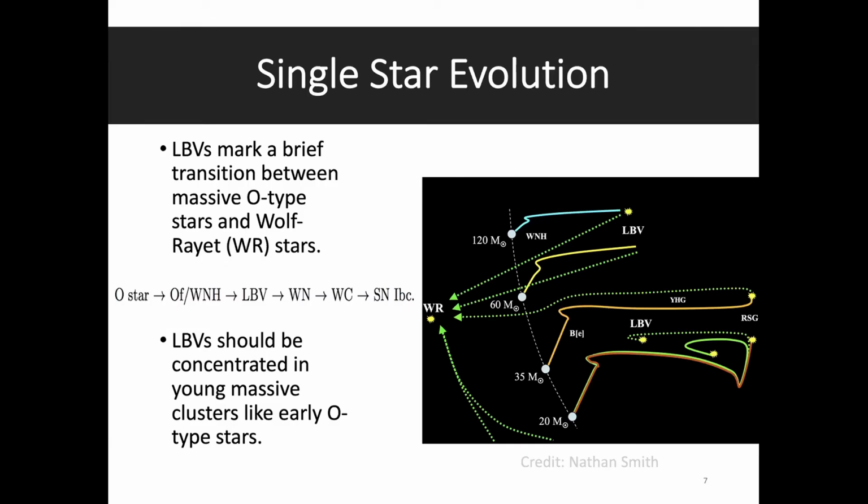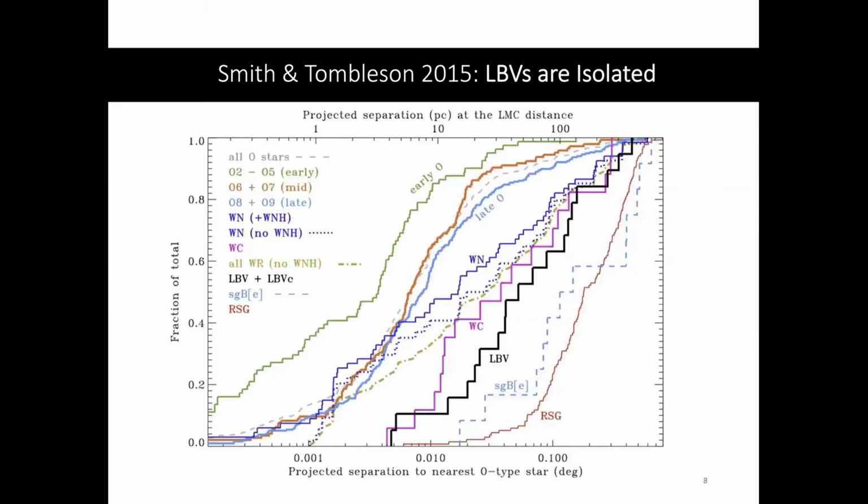In a single star scenario, LBVs are a brief transitional phase when their hydrogen envelope is removed by winds or eruptions, propelling the star to become a Wolf-Rayet star. In this scenario, LBVs should be close to other massive stars like early O stars. However, Smith and Tombleson in 2015 found that LBVs are isolated from O stars.